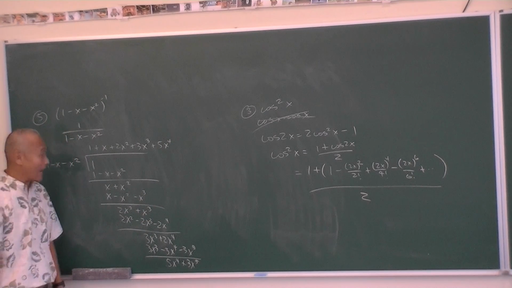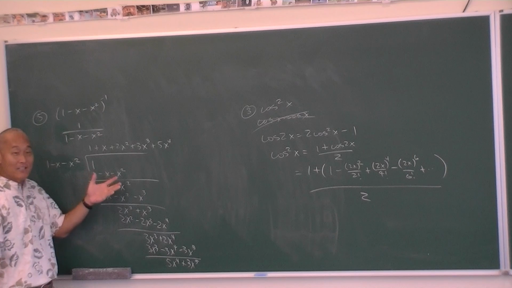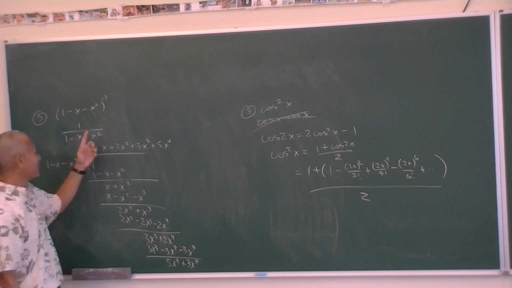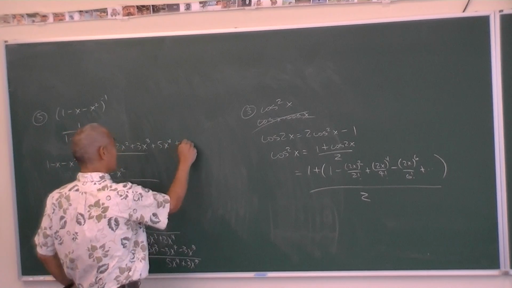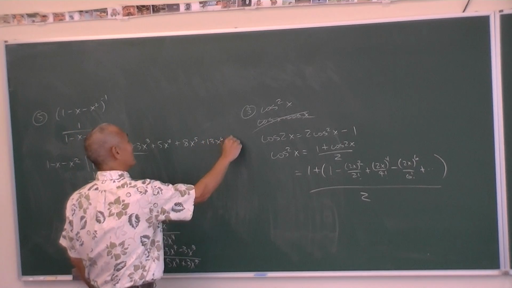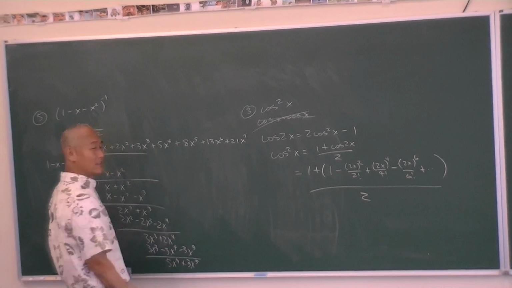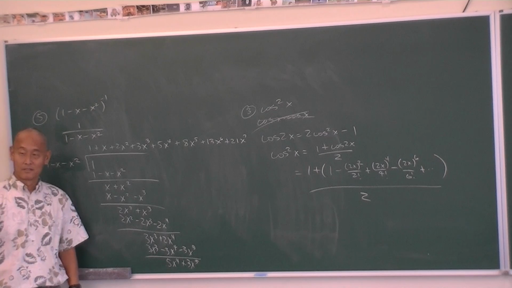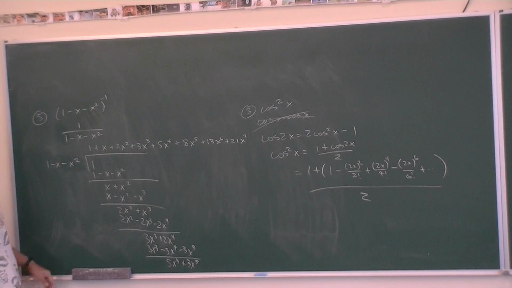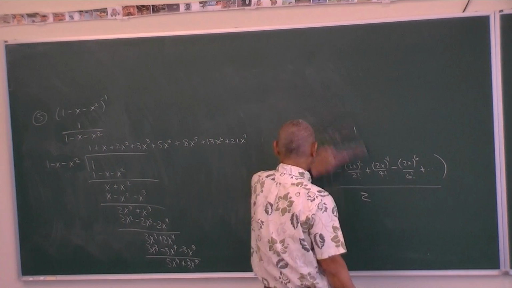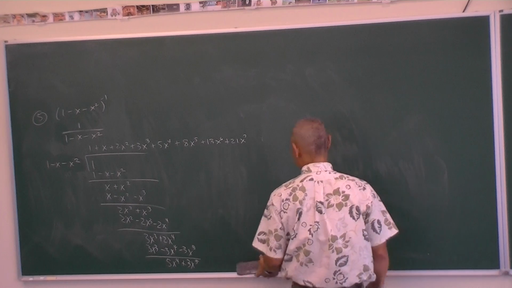Hey, that's the Fibonacci sequence. The coefficients are the Fibonacci numbers. 1, 1, 2, 3, 5. What's the next one going to be? 8x to the 5th, then 13x to the 6th, then 21x to the 7th. Isn't that beautiful? That is the Fibonacci sequence. Oh yeah, series. Never mind. You don't call this the Fibonacci series. The coefficients are Fibonacci numbers.